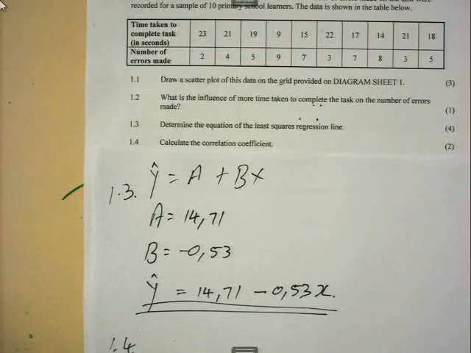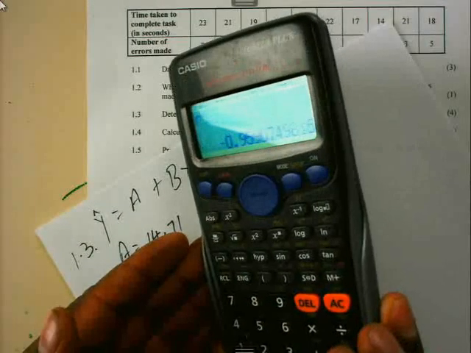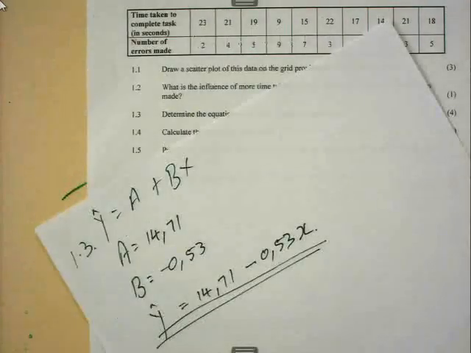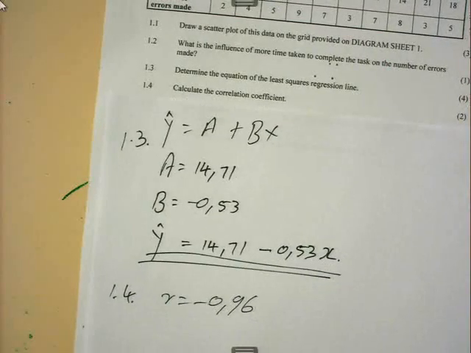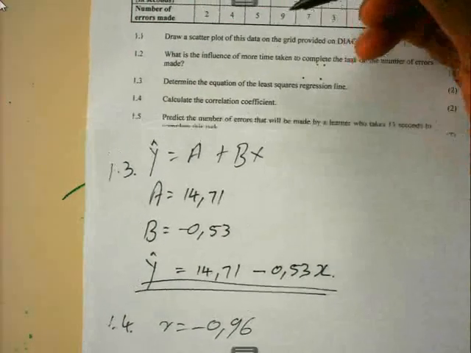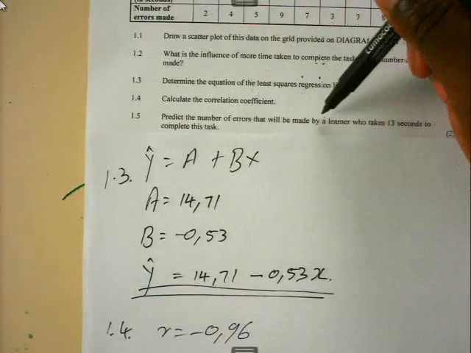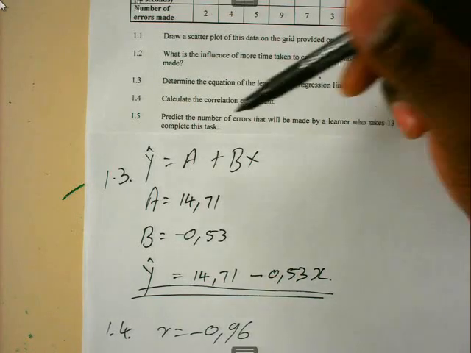Check R. Our R in this case, according to my calculator, is negative 0.96. R is equal to negative 0.96. That's how we answer 1.4, correlation coefficient. Then after determining the correlation coefficient, predict the number of errors that will be made by a learner who takes 13 seconds to complete this task.